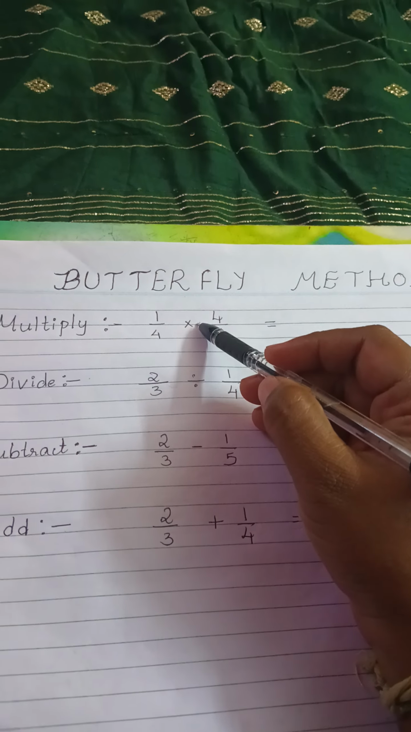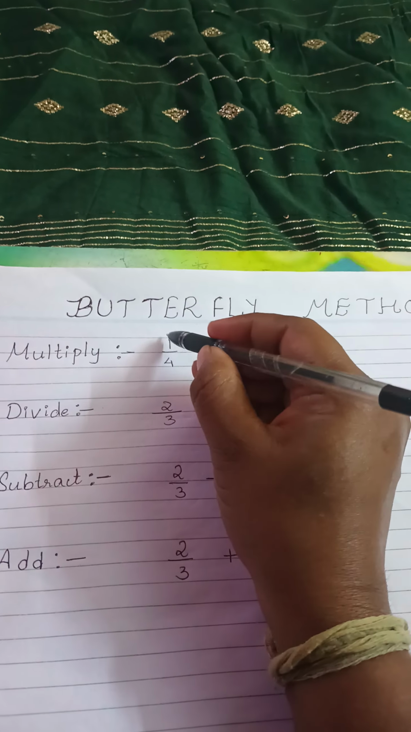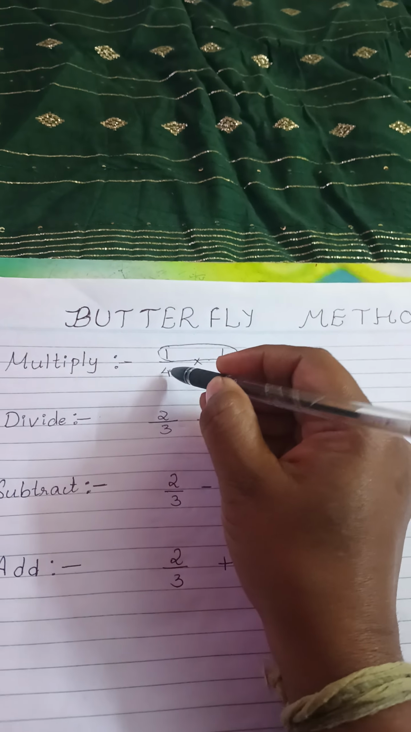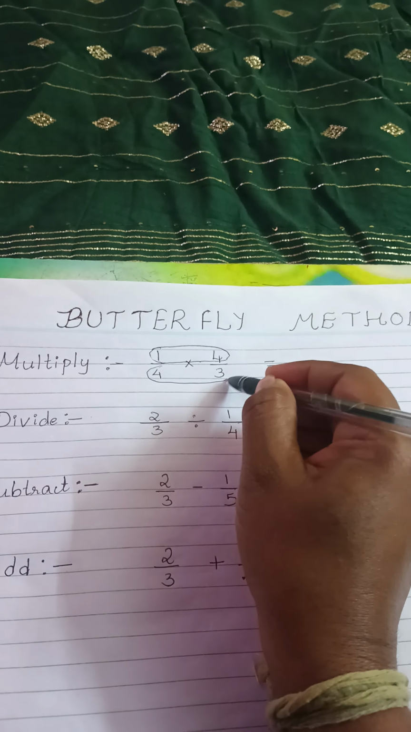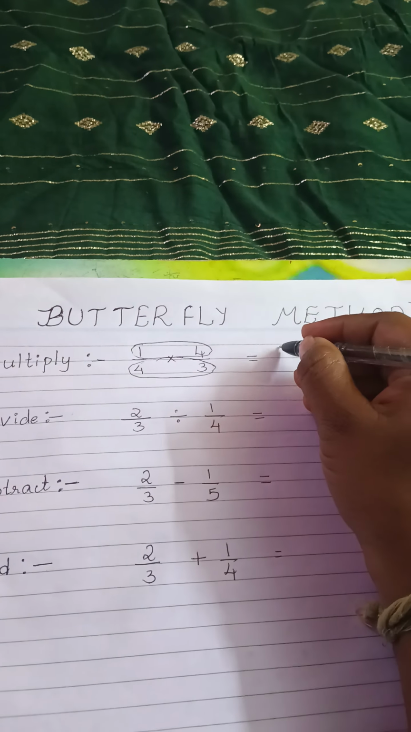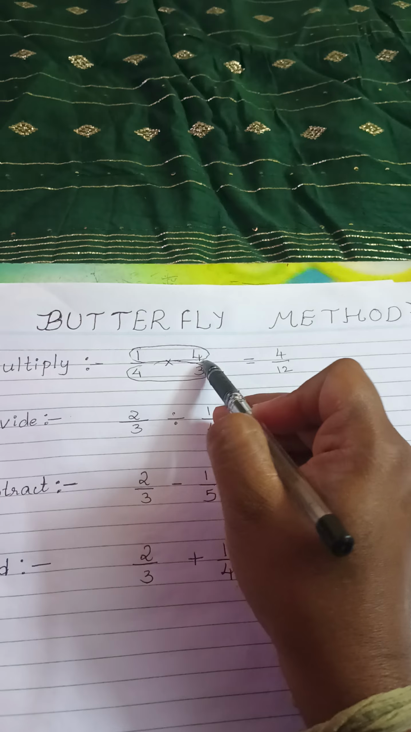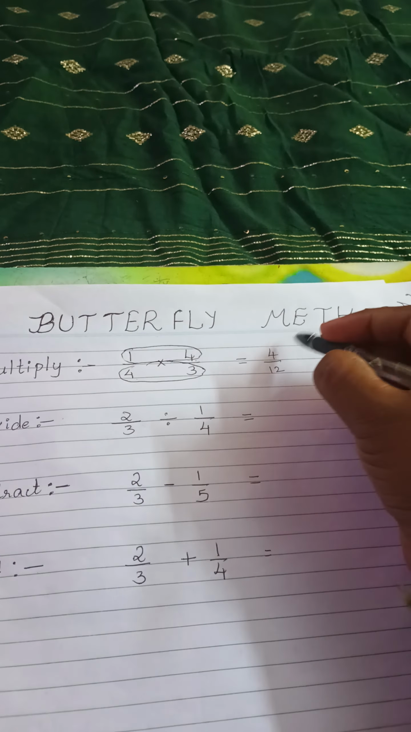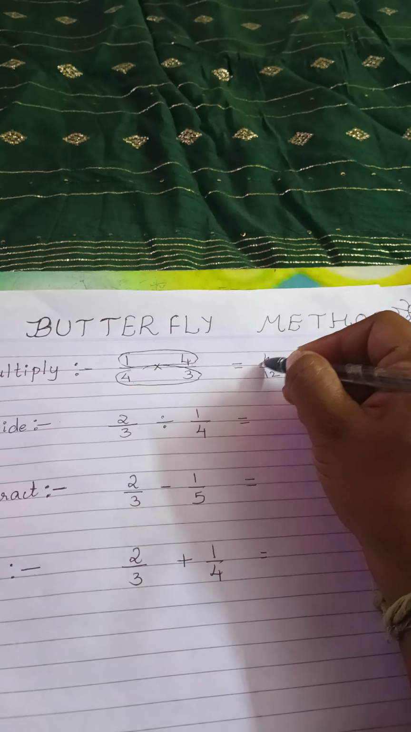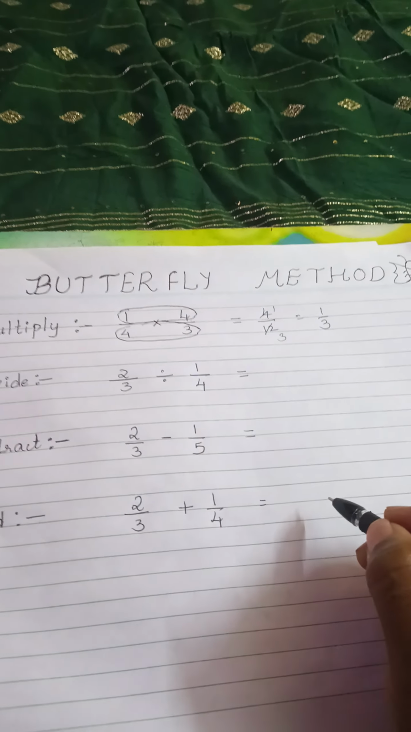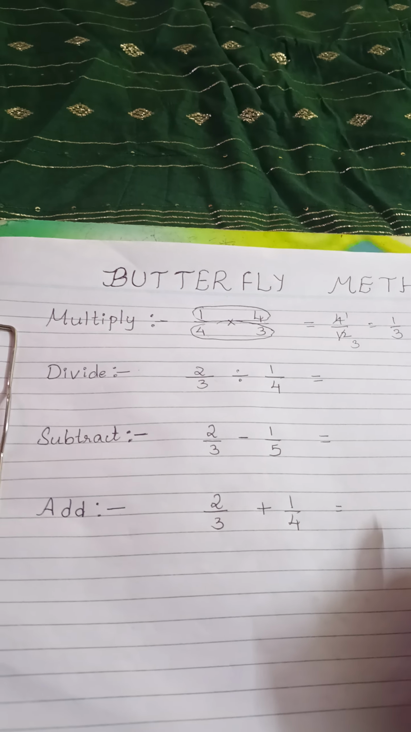Now we are going to solve this multiplication. How do we do it? Like this and like this. So how much will it come? 4 by 12, because 1 into 4 is 4, 4 into 3 is 12. So 4 ones are 4 and 4 threes are 12. The answer is 1 by 3. This is a very simple technique using the butterfly method.